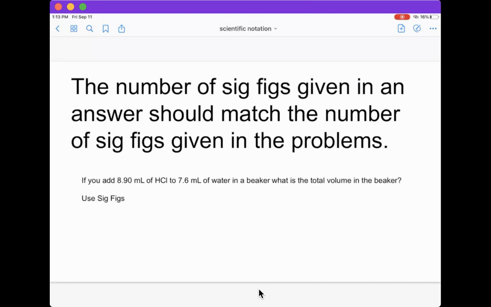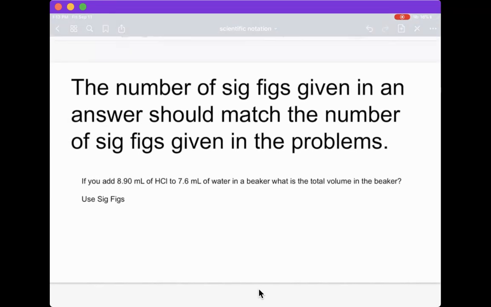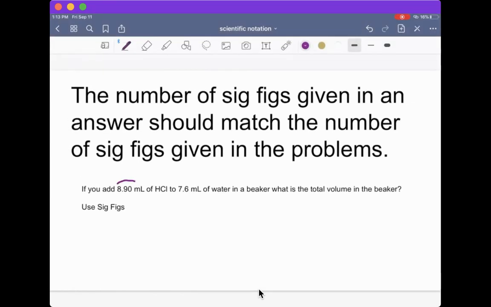So let's look at a problem here. It says, if you add 8.90 milliliters of HCl to 7.6 milliliters of water in a beaker, what is the total volume in the beaker? We're going to use the right number of sig figs. So here, for the HCl, you can see that we have 3 sig figs because we have 3 values. I also know that in this 8.90, the 0 is an estimated number, okay?